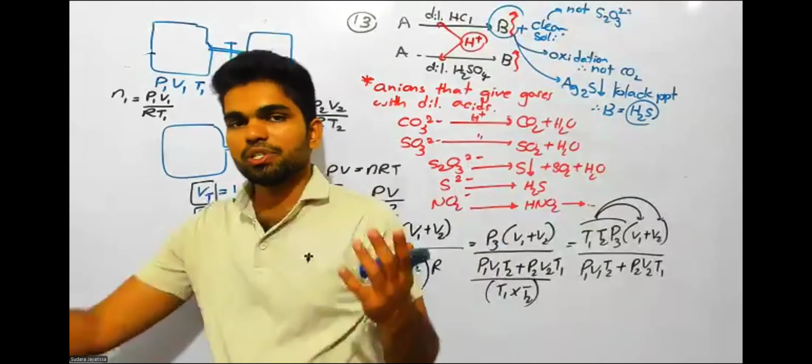It says it does not form a clear solution. Not clear means it should be a white precipitate. When you add it to barium, it forms barium sulfate, a white precipitate. It does not form a clear solution. So it is going to give you a precipitate.